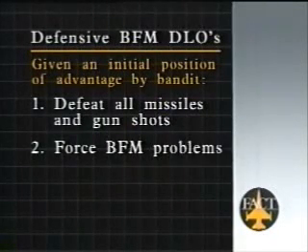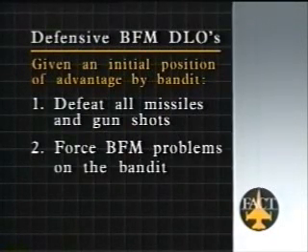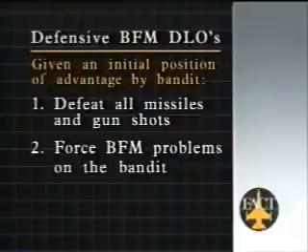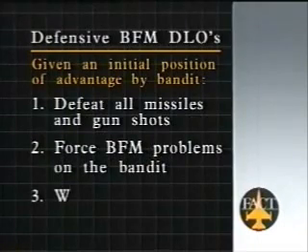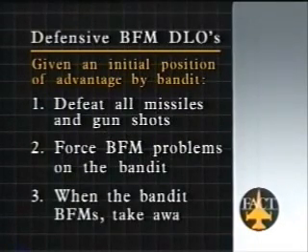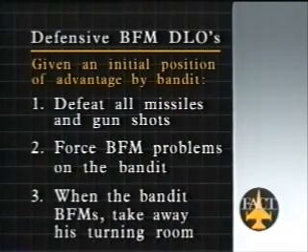BFM problems for the bandit. He just did some turns and created some BFM problems for us, so now we're going to try to create some BFM problems for him. Then when the bandit BFMs, we're going to take away his turning room, if we can, or kill him. Or if we can't do that, we're going to try to get out of the fight, separate. Extend, get energy, or get all the way out of the fight and separate. Those are the DLOs for defensive BFM.